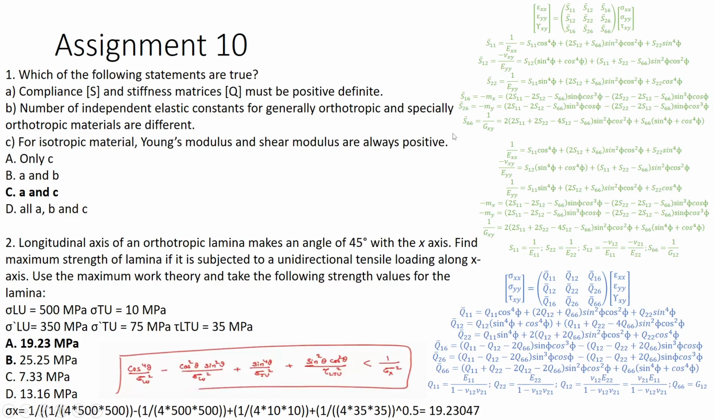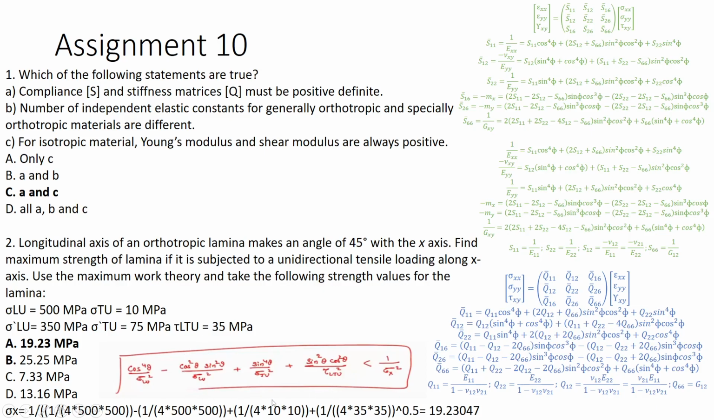Then in the second question, it's asked what would be the strength of this material, that is, what is the maximum stress at which this composite would break. This is a lamina in which all the fibers are oriented along 45 degrees, and a unidirectional tensile loading is applied along the x-axis. That is, sigma x is the only stress which is applicable, and this is a unidirectional tensile force. For this, sir derived this formula in his lectures. Just need to substitute all these values into this particular formula.